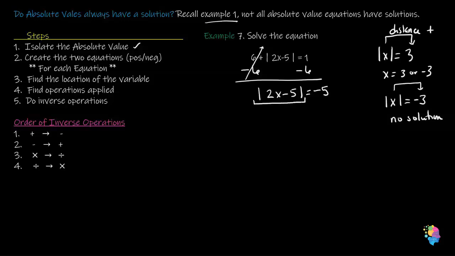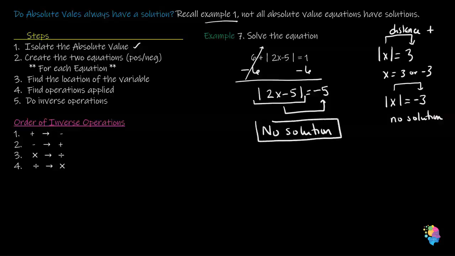Now we have an absolute value that equals a negative number. So this one is saying that 2x minus 5 has a negative distance of 5 from 0. Because in this case, distance is given to us as being negative, this will also have no solution.